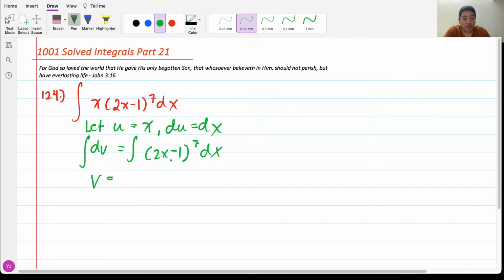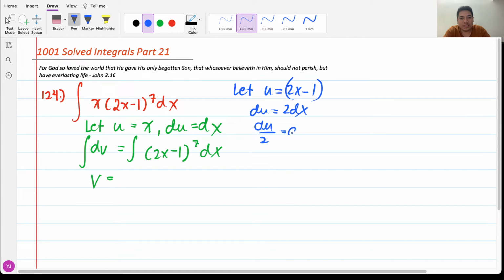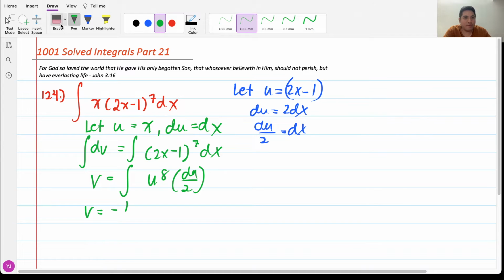that will be u substitution here. For the 2x minus 1, let u be 2x minus 1, and then the du would be 2 dx. So you have du all over 2 as dx. Letting that be the u substitution, we have u raised to 8. Then you have du all over 2. So factoring out, we have 1 half integral of u raised to 8 du.